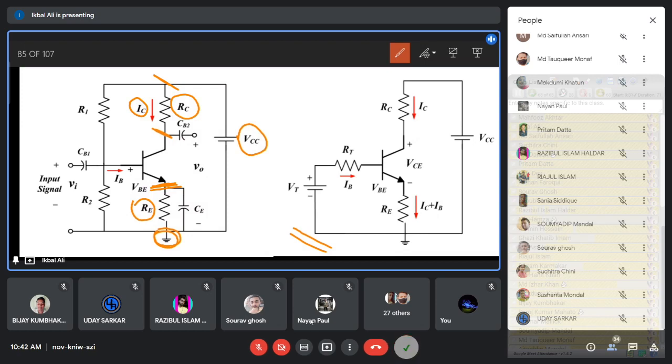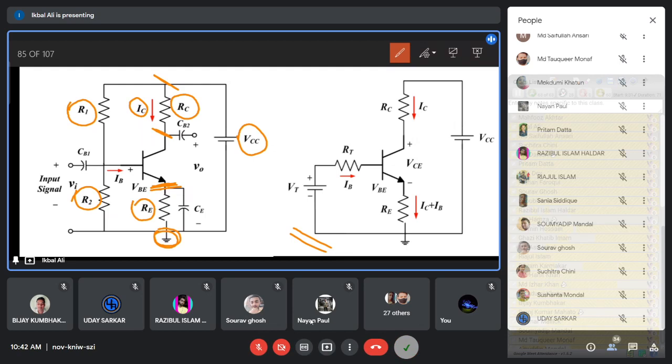But in this case, instead of a single RB resistance, we actually have two resistances. One is the R1 resistance, another is the R2 resistance. These two resistances simultaneously supply the base current or give the base bias.